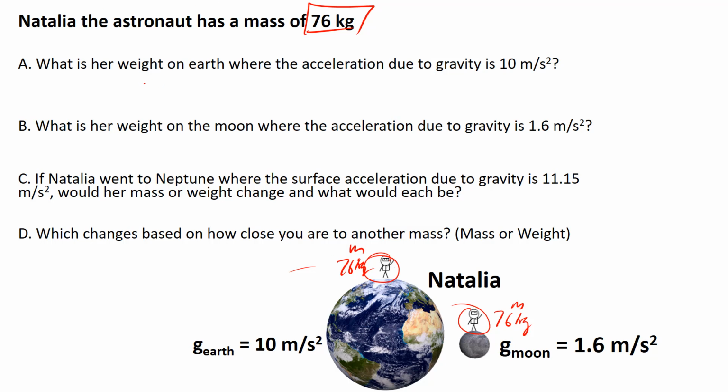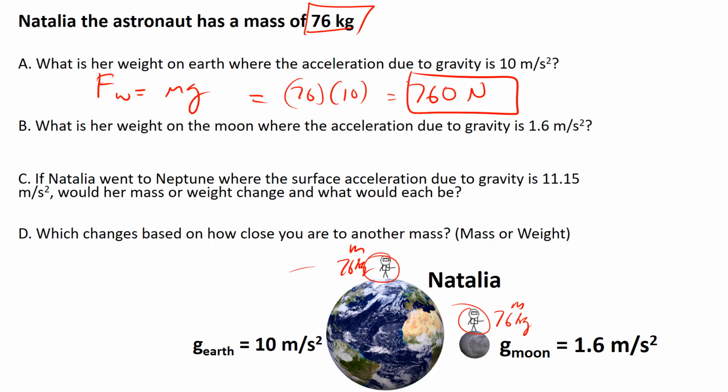So what is her weight on Earth, where the acceleration due to gravity is 10 meters per second squared? Well, we're going to use the Fw equals mg equation. Her mass is 76, and the acceleration due to gravity is 10. So she would have a weight of 760 newtons. Once again, weight is in newtons, mass is in kilograms.